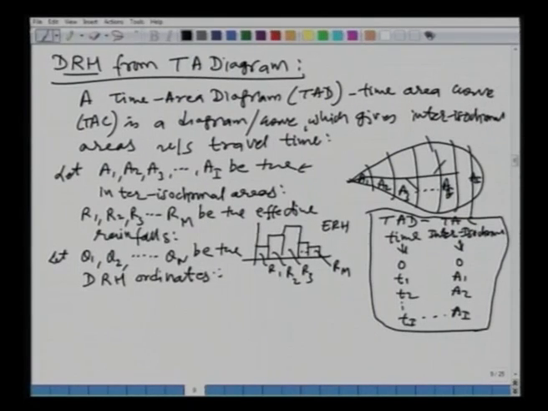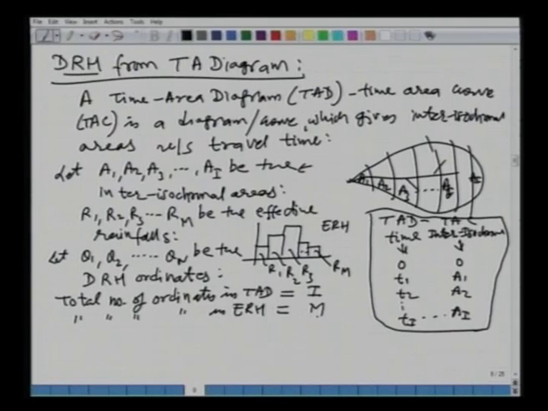Okay. So, what we are saying is that the total number of ordinates in your time area diagram are how much? This is I. The total number of ordinates in your ERH is how many? This is capital M. All these numbers are important and they would be different. They do not have to be same. And then the total number of ordinates in your direct runoff hydrograph is, let us say, capital N.